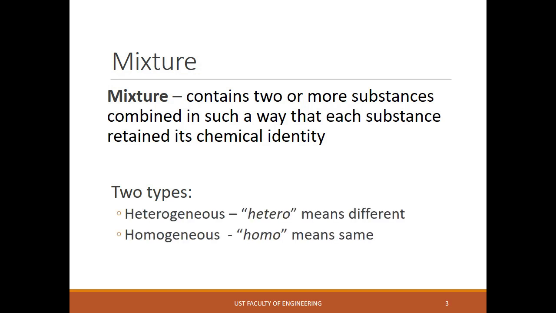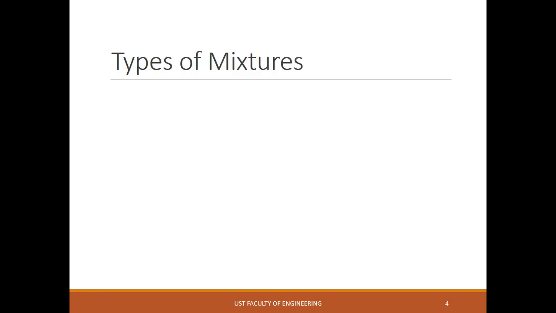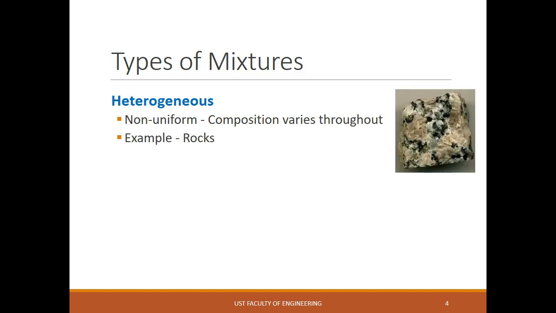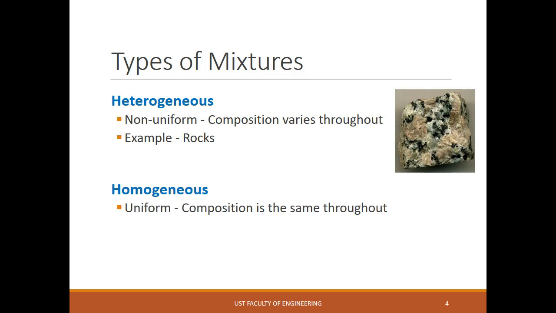Hetero comes from the Greek word heteros, which means different, and homo comes from the Greek word homos, meaning the same. Heterogeneous mixtures can be segregated into separate parts where you can visibly see the individual components. Classic examples are rocks, which are made up of different and distinct fragments of minerals, while homogeneous mixtures are so well mixed that you cannot see the separate components in the mixture.